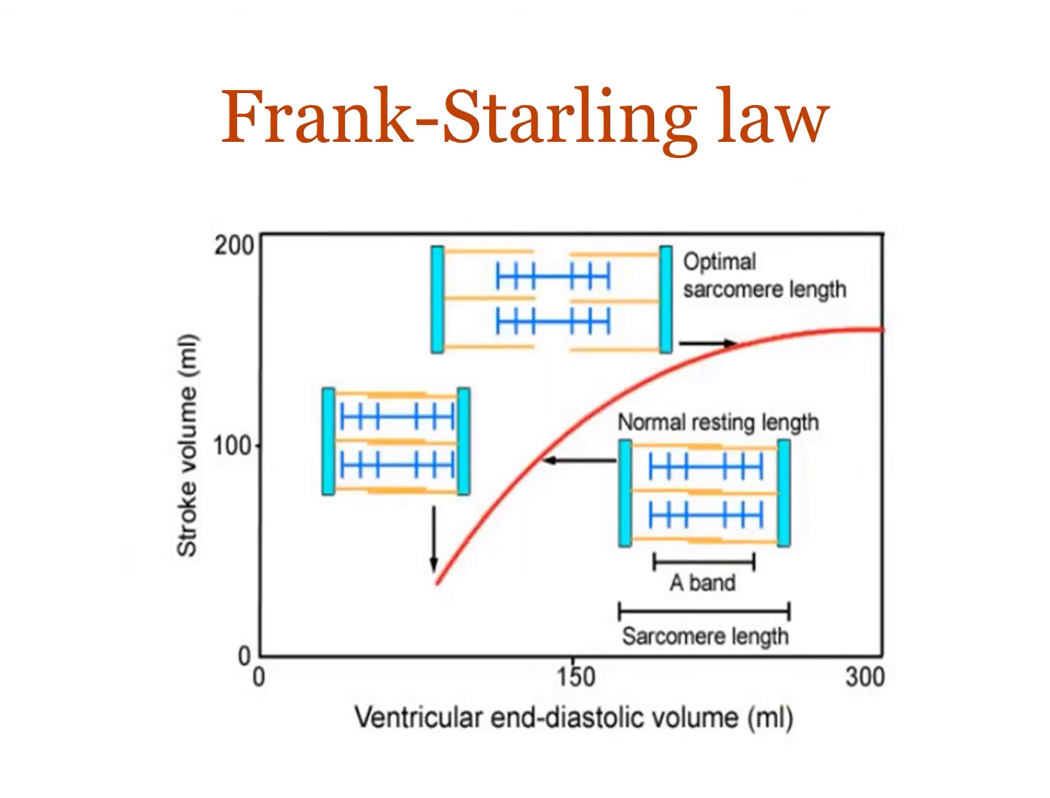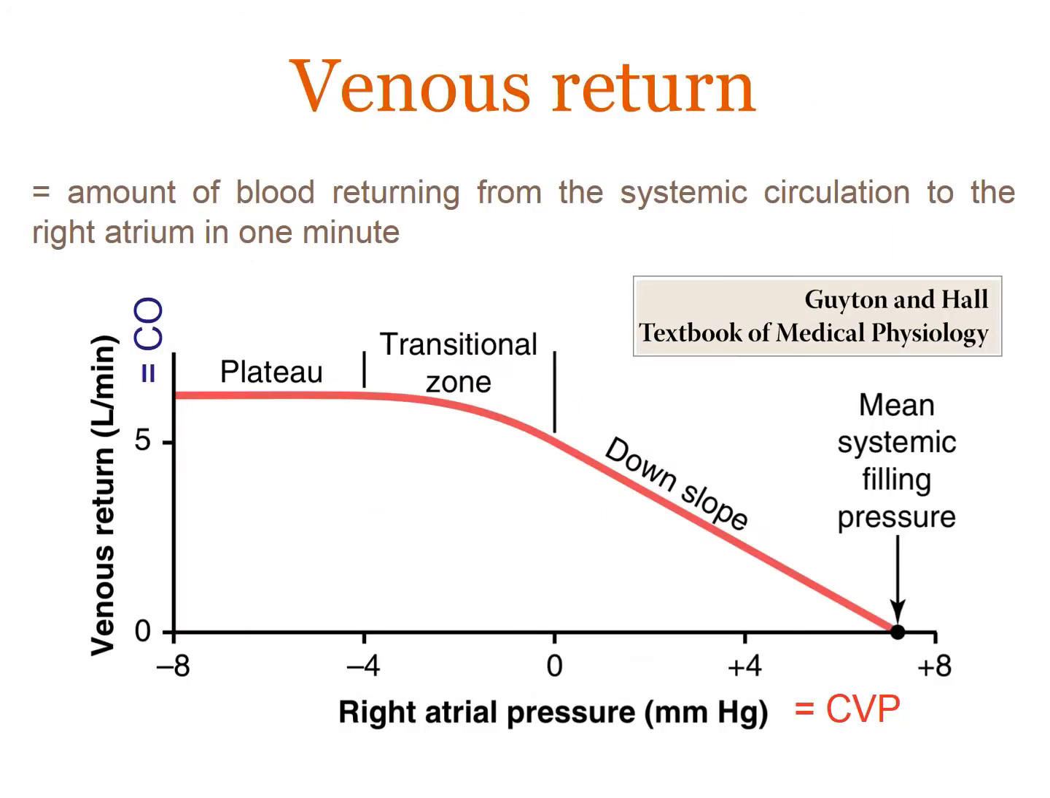As initially demonstrated by Otto Frank and Ernest Starling, an intrinsic property of myocardial cells is that the force of their contraction depends on the length to which they are stretched. The greater the stretch within certain limits, the greater the force of contraction. An increase in the distension of the ventricle will therefore result in an increase in the force of contraction, which will increase cardiac output.